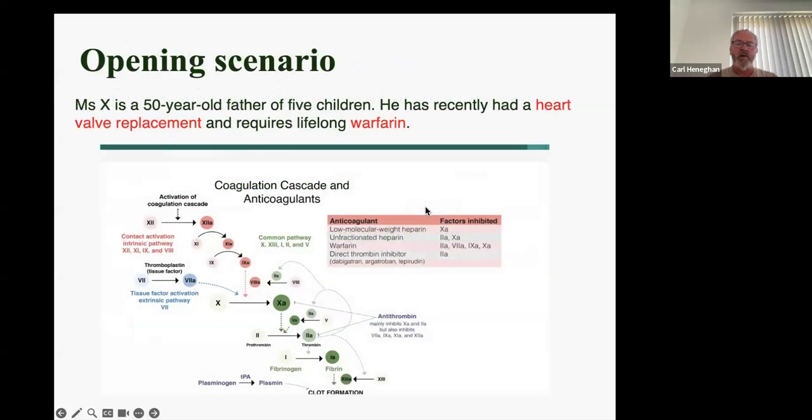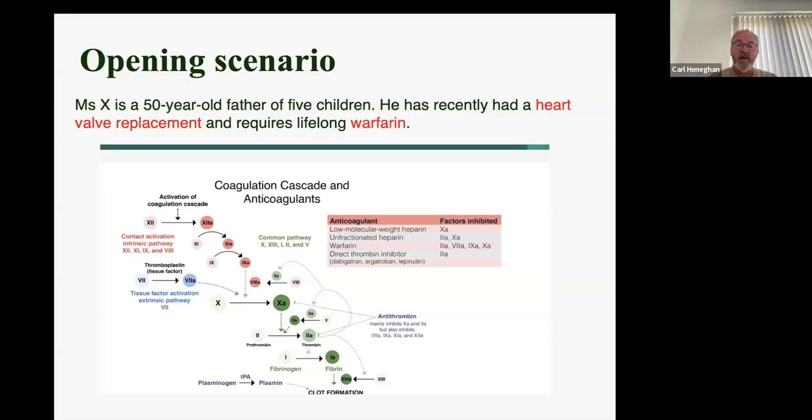Okay, so the opening scenario today is Mr. X, could be any name, Mr. Smith, a 50-year-old father of five children. He's recently had a heart valve replacement and requires lifelong warfarin. You'll have learned about this in your clinical and basic medicine, physiology and pathology, and in hematology, the clotting cascade.